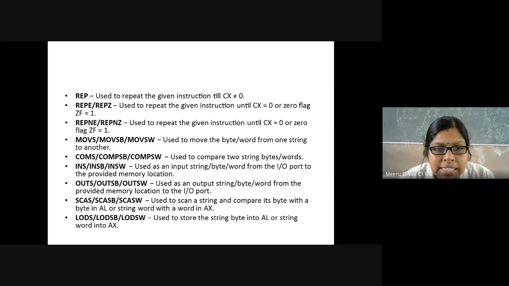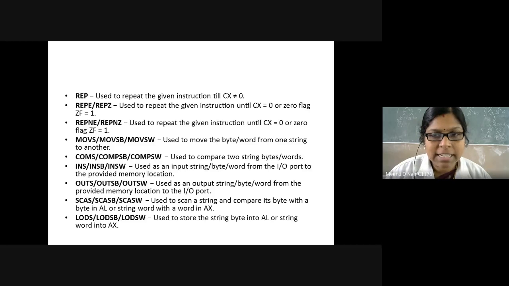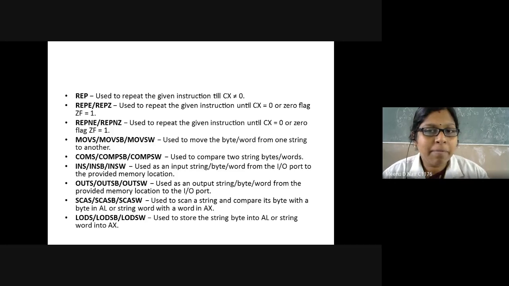REP means repeat the given instruction till the counter is equal to 0. You put a counter value, let it be CX equal to 10. Each and every time it is decremented by 1. What does it mean? Whatever is in the CX register will be decremented by 1. So every time the same operation will be repeated until CX is equal to 0. When the CX register is equal to 0, only then will it exit from that loop. It is a loop only, right? So that is the repeat instruction.